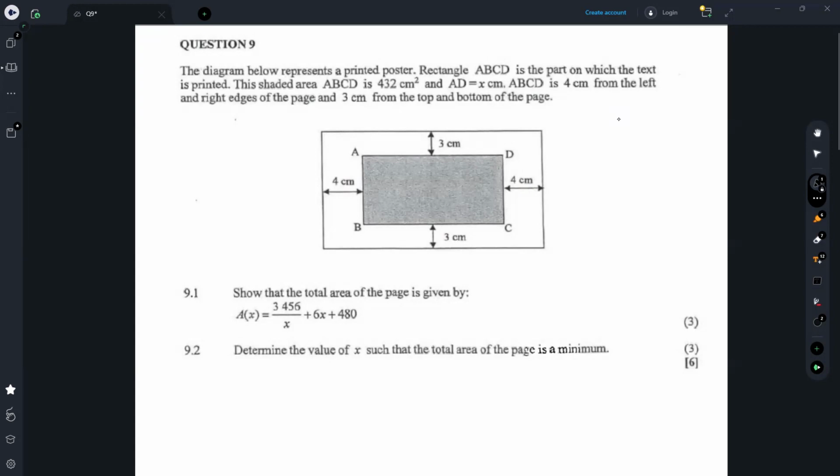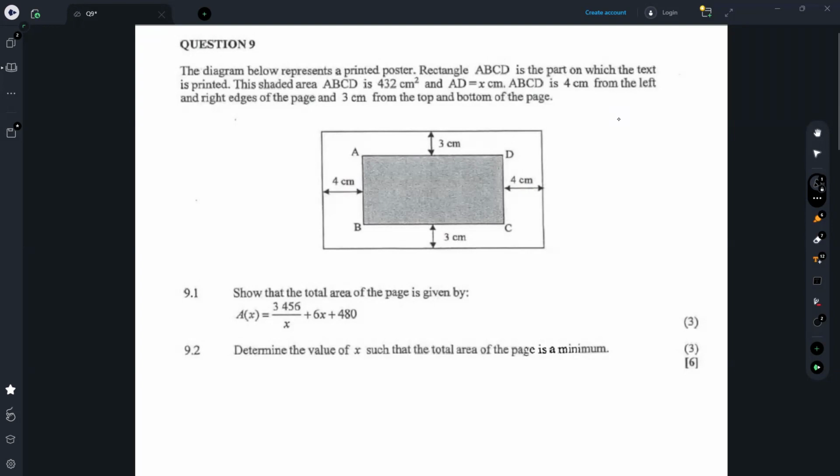Okay, they're saying that the diagram below represents a printed poster. Rectangle ABCD is the part on which the text is printed. This shaded area ABCD is 432 centimeters squared. And we're given that AD is equal to X centimeters, so the length of AD is X centimeters. ABCD is 4 centimeters from the left and right edges of the page and 3 centimeters from the top and bottom of the page, as indicated right there.